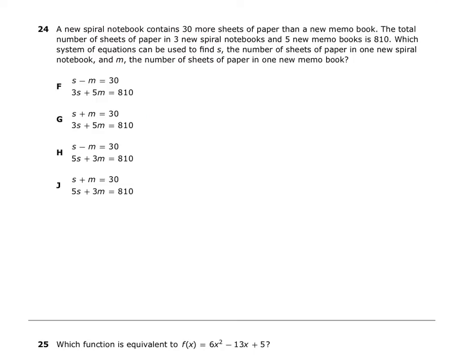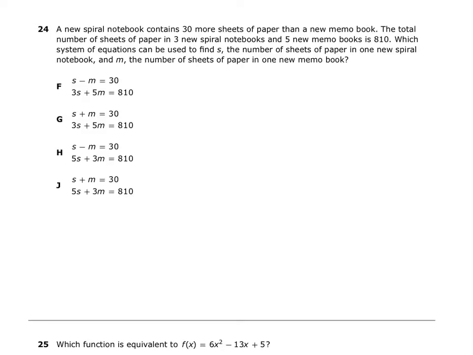Question 24 has us setting up a system of equations. And that's all you have to do in this particular question, is set the system up, not even necessarily have to solve it. So you have a new spiral notebook that contains 30 more sheets of paper than a new memo book. The total number of sheets of paper in 3 new spiral notebooks and 5 new memo books is 810. Which system of equations can be used to find S, the number of sheets of paper in 1 new spiral notebook, and M, the number of sheets of paper in 1 new memo book?